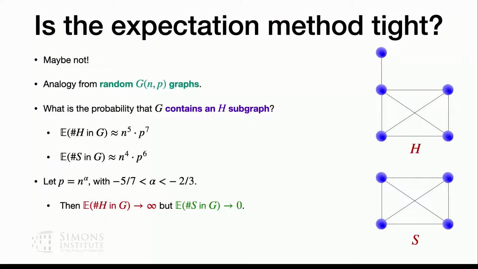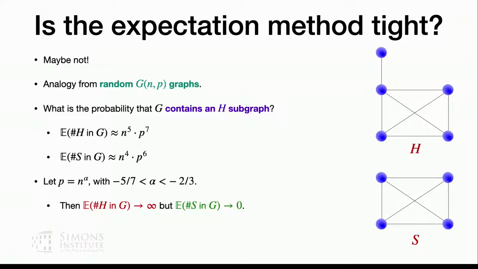And the thing is, for some range of p, when p is n to the alpha and alpha is within this range, you can easily see this for yourself, the expected number of H's is going to go to infinity, but the expected number of S's is going to go to 0. So we know that with high probability, G does not contain an S. Therefore, with high probability, it does not contain an H.